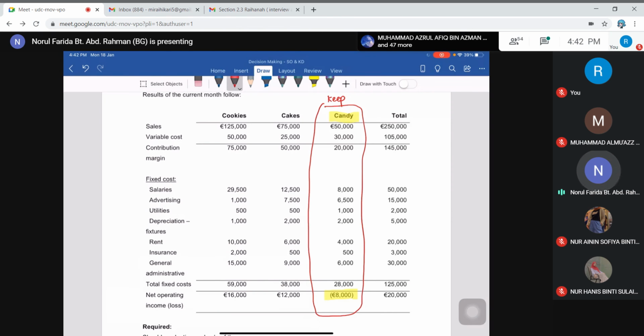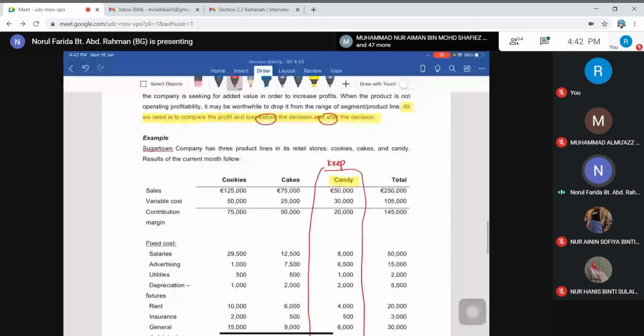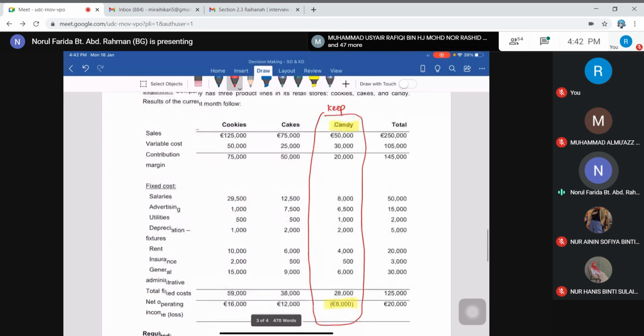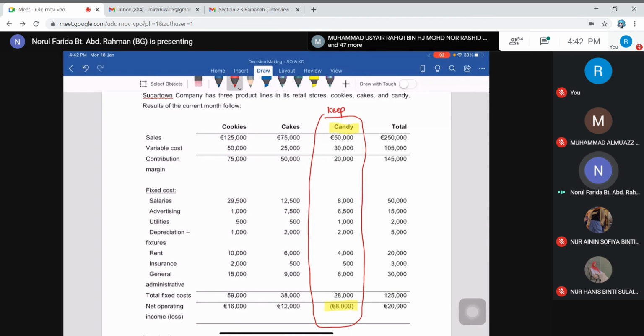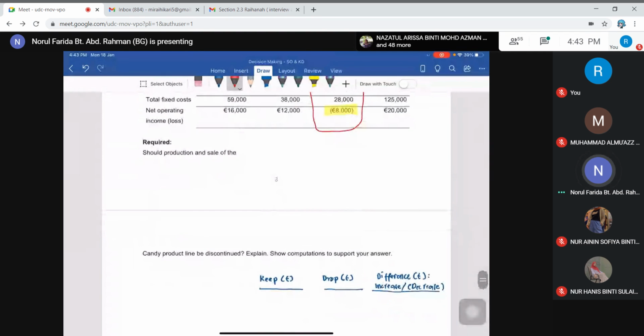Okay, before you make the decision, kan dia kata comparing before and after the decision. Ini keep adalah yang before. Kalau you keep bermaksud itulah income statement candy tu. Sebab you keep kan, you continue buat, so itulah income statement dia. So you keep on getting a loss of 8,000. So now what happen kalau kita drop?